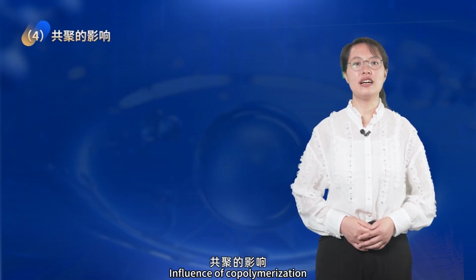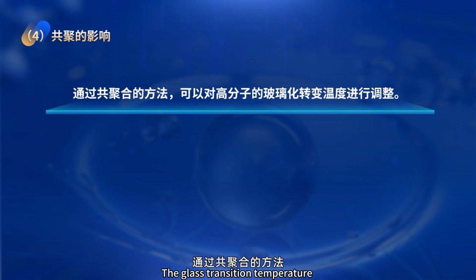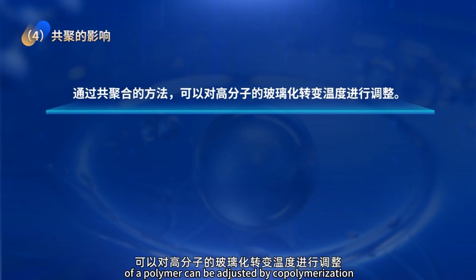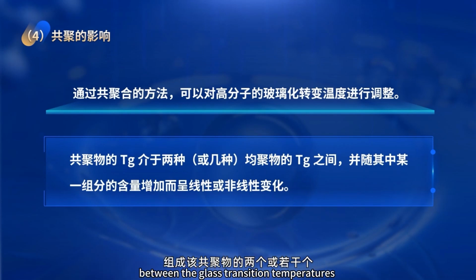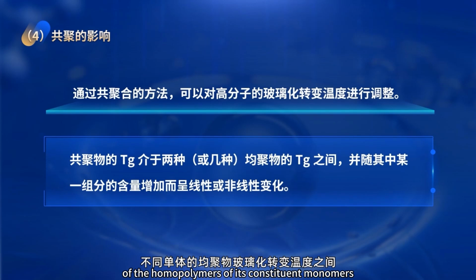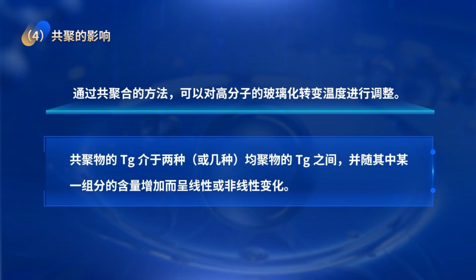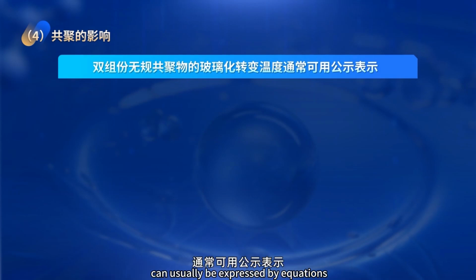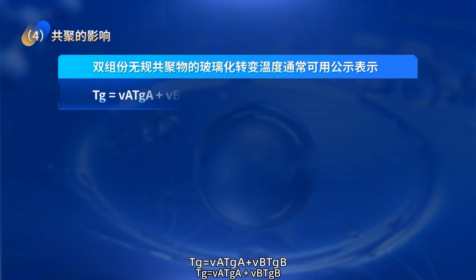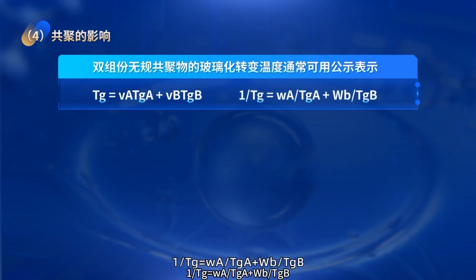Influence of copolymerization. The glass transition temperature of a polymer can be adjusted by copolymerization. The glass transition temperature of a copolymer always lies between the glass transition temperatures of the homopolymers of its constituent monomers. The glass transition temperature of a binary random copolymer can usually be expressed by equations. Tg = VA·TgA + VB·TgB, and 1/Tg = WA/TgA + WB/TgB.